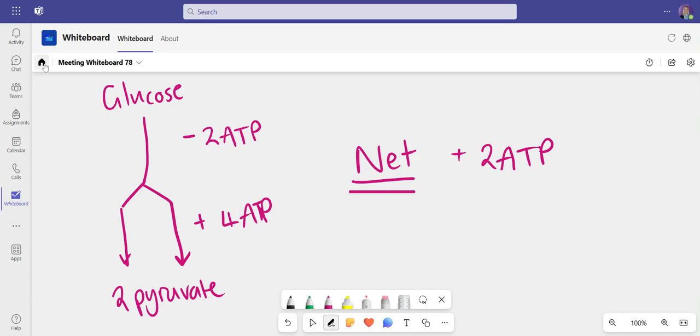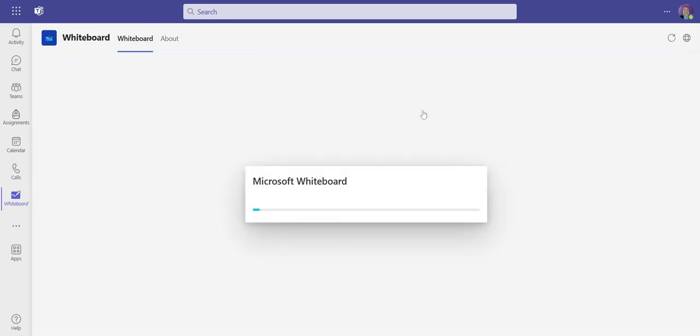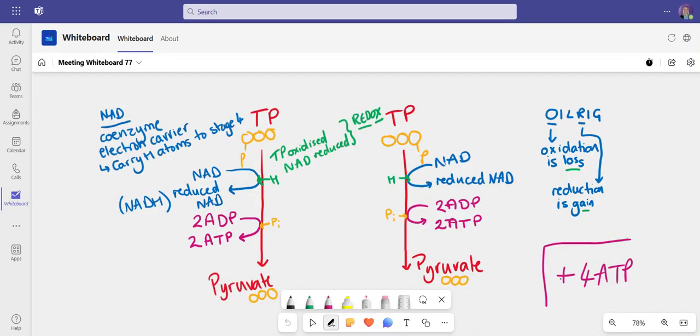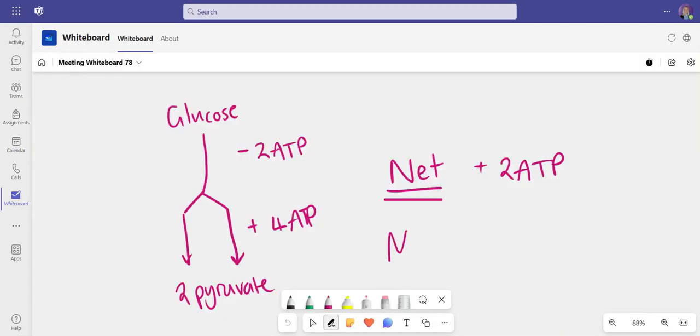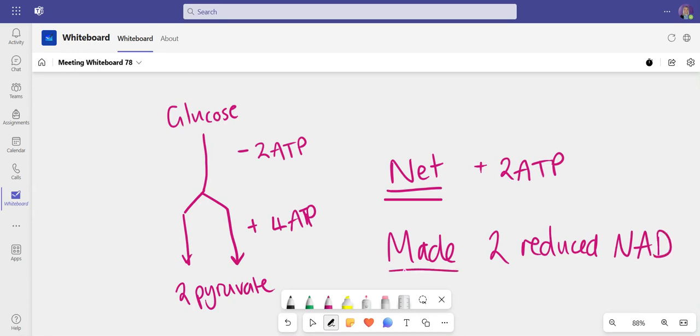The other thing it's made that's very, very important is these reduced NADs. So these reduced NADs here are going to carry the hydrogens to stage 4. Remember, NADs are a coenzyme, an electron carrier, and their job is to carry hydrogen atoms to stage 4. So we've also made 2 reduced NADs. Okay, so we've also made 2 reduced NAD molecules. So this is really important because this is the outcome of glycolysis. So glycolysis is the first stage of respiration.